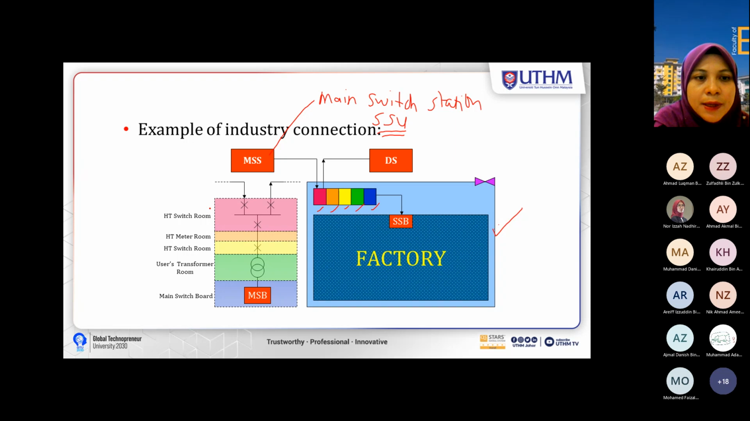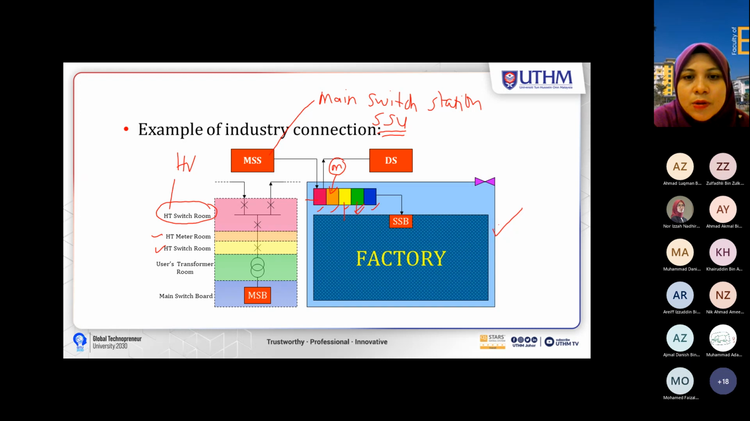So yang pink ni adalah merujuk kepada HT switch room. HT ni lah high tension ataupun HV sebenarnya. High voltage switch room. Dalam ni ada switch gear and so on lah, protection. Okay, dia akan masuk kepada switch gear room, and then keluar dia pergi kepada HT meter room. Okay, so color orange ni akan ada meter kat dalam ni. Okay, and then dia akan pergi kepada HT switch room lagi. Ada dua protection, satu dekat sini, satu kat sini. Dua-duanya akan ada switch gear. Alright. And then dia akan pergi kepada yang hijau ni, baru dia pergi kepada users punya transformer room.